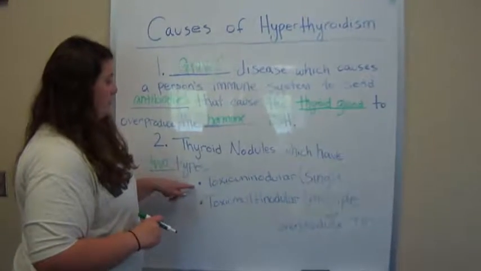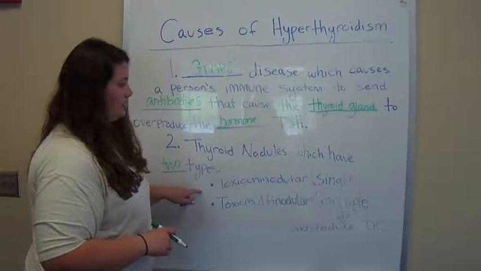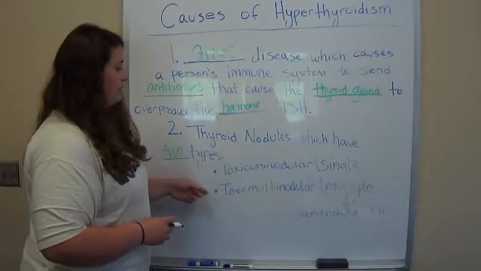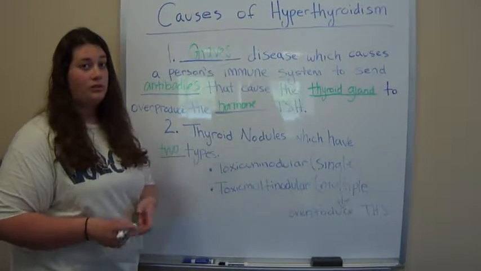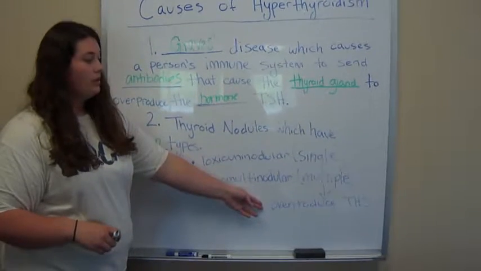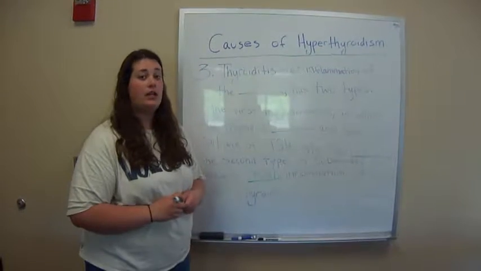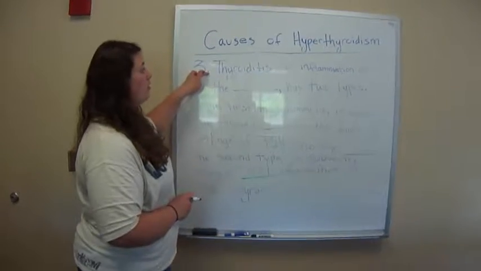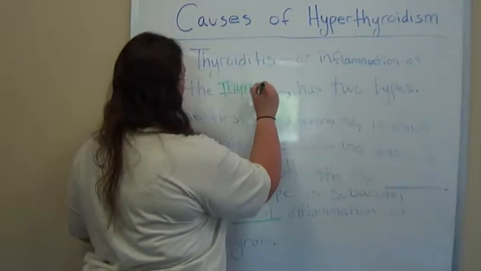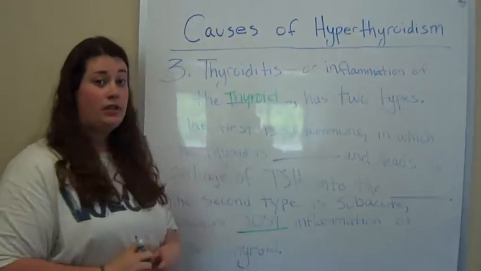toxic uninodular, which is only a single part of the thyroid that is attacked, and then toxic multinodular, which has multiple parts of the thyroid that are attacked, which is because of the overproduction of TSH. The third type is thyroiditis, or inflammation of the thyroid, and it has two types.